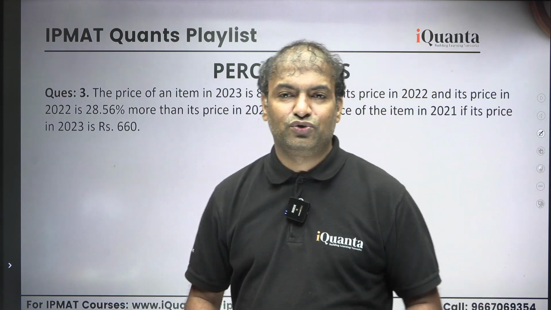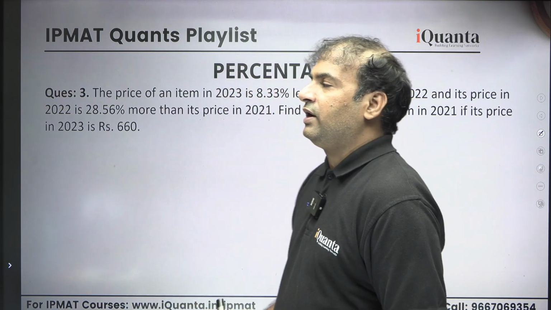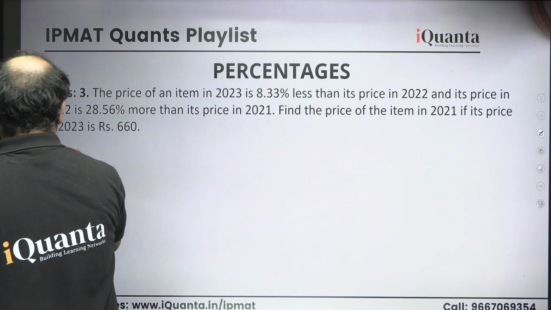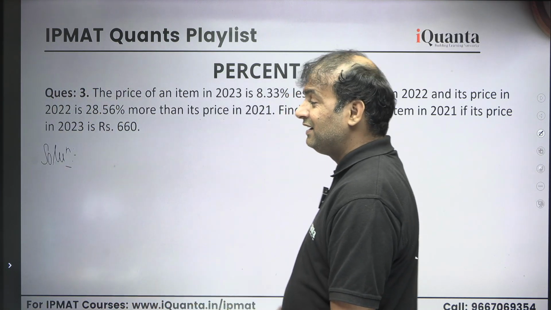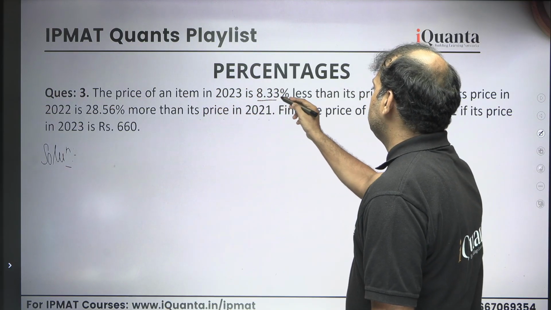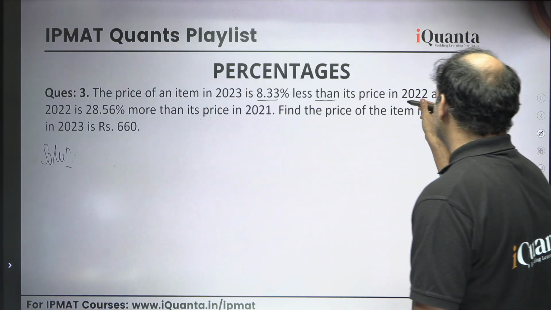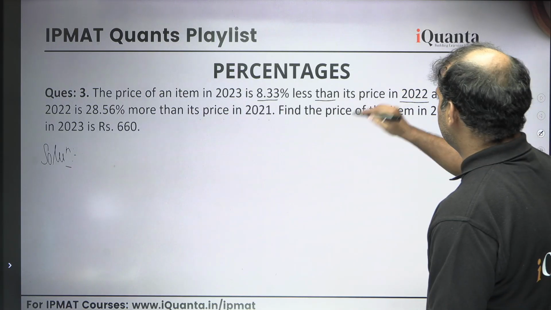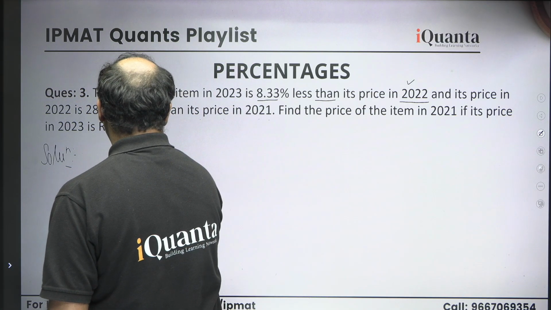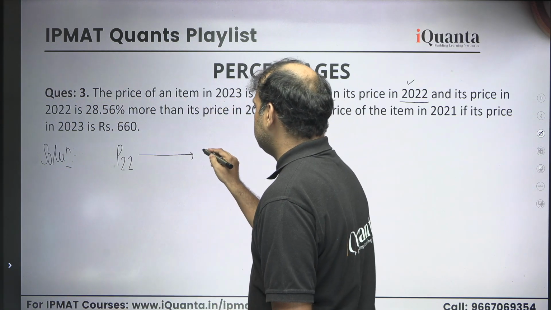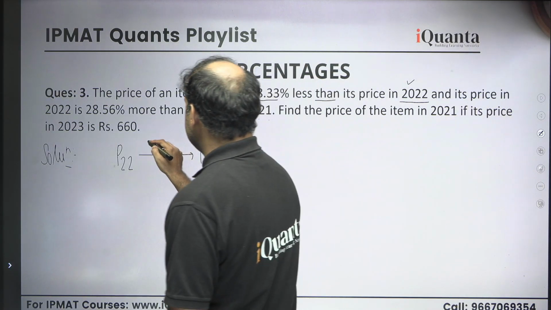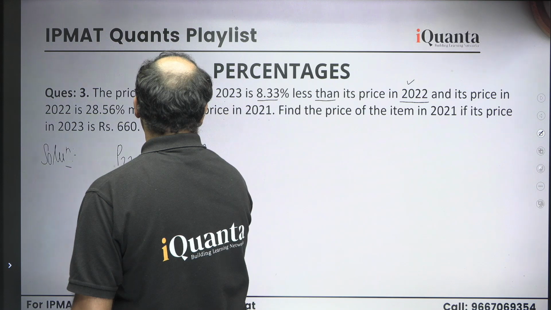All right, this time 2 percentage changes are happening, right? Let's see what is given. Let's try to write it in terms of the initial value and final value terminologies. So the first change is what? The price of an item in 2023 is 8.33% less than the price in 2022. In this change, the 2022 price is the initial value, and the price of 2023 is the final value, and the price of 2023 is 8.33% less than the price in 2022.